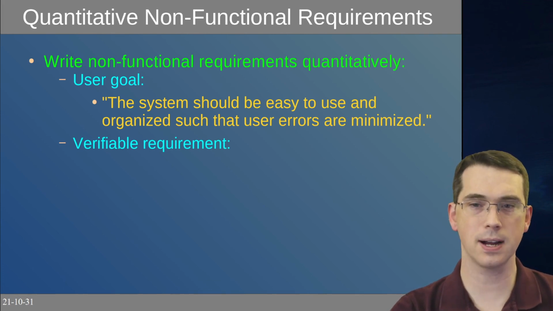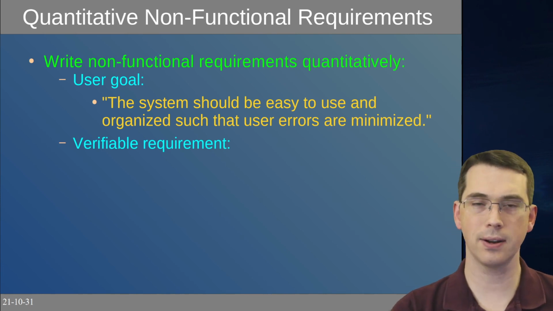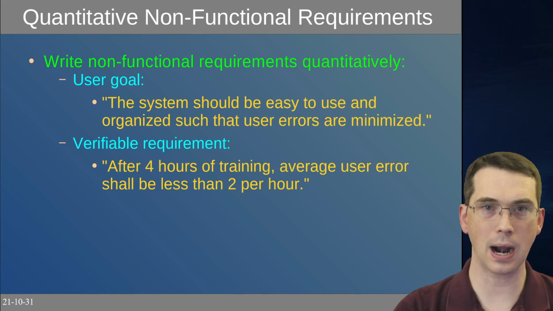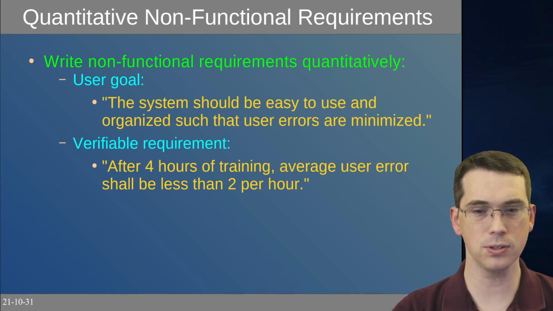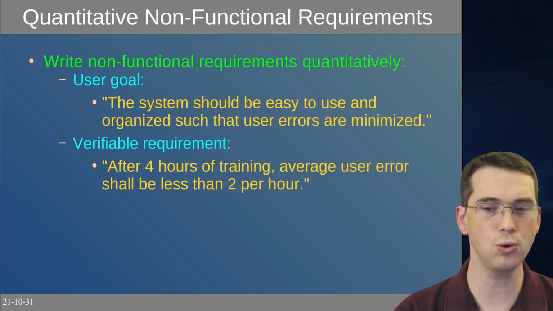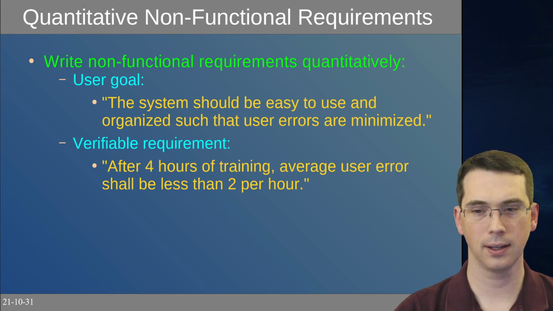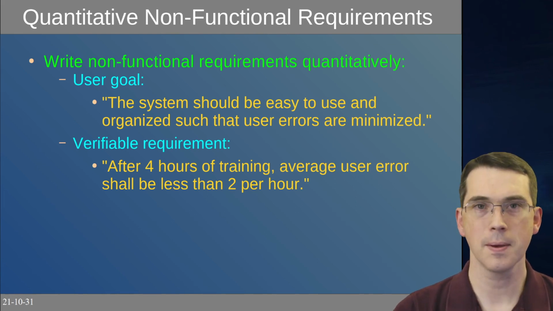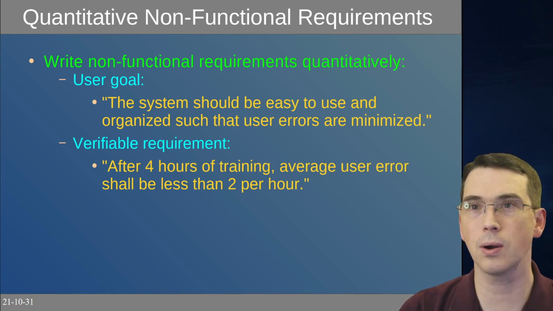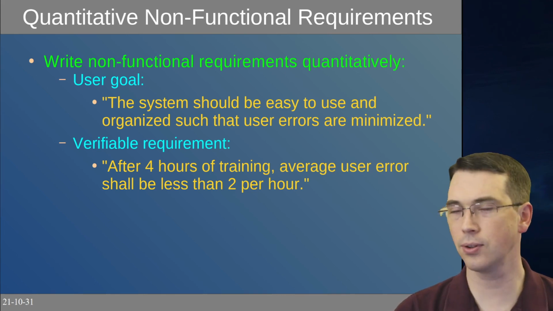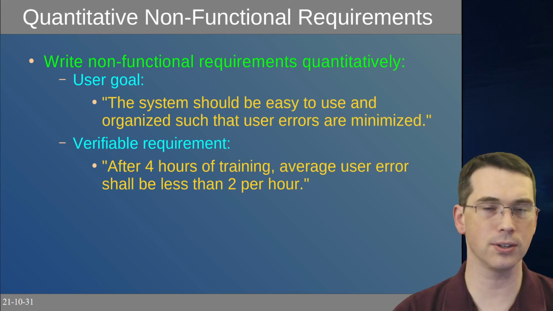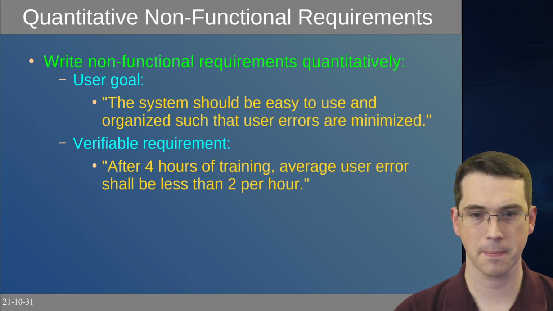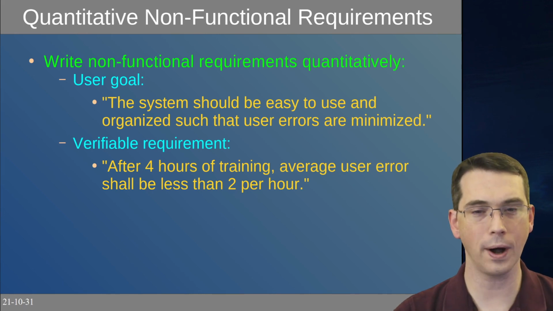Let's talk about a verifiable requirement. We want to get this down into like a system level requirement. We could say something like, after 4 hours of training, an average user's error rate shall be less than 2 errors per hour. Now, maybe we need to define what an average user is. If you're talking, say, to be used by nurses, maybe you could say, okay, we're going to sample 5 of the nurses that are on shift at this hospital in this unit, and they're the ones who are going to use it. But that's the idea, that we're quantifying it.